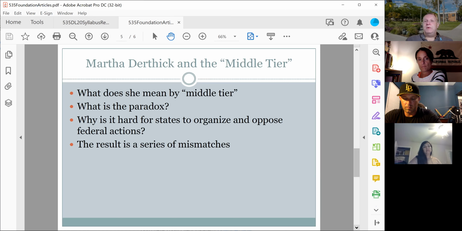These intrusions upon state authority, according to Derthick, create a series of mismatches. Derthick identifies three main mismatches. I'm going to put on my old guy glasses so I can read them to you. On page 71, she talks about the mismatches in modern federalism: at least three undesirable consequences are evident. I will call them mismatches.